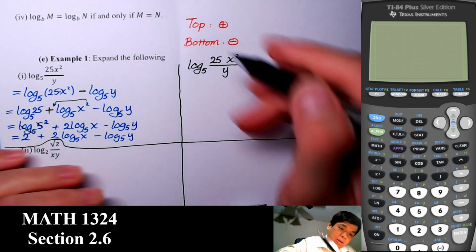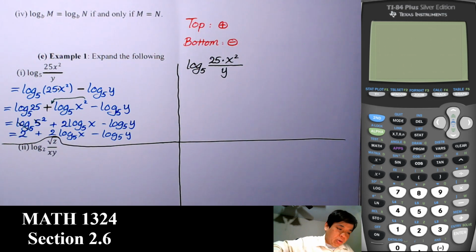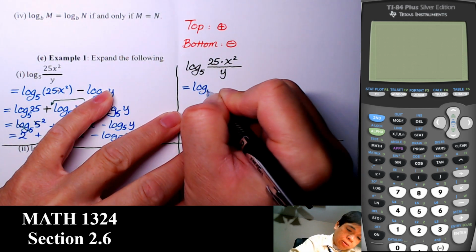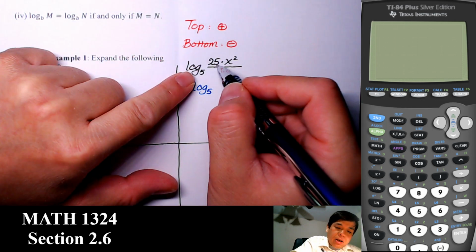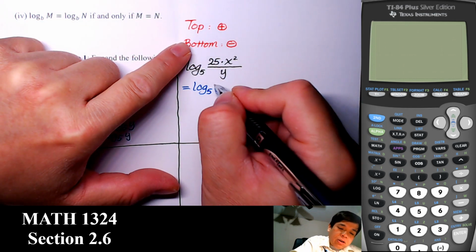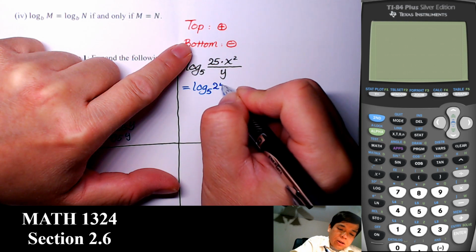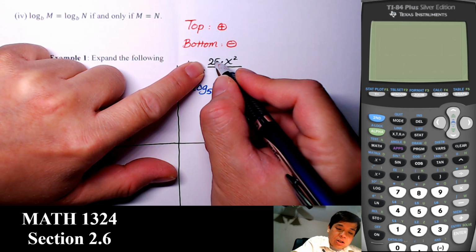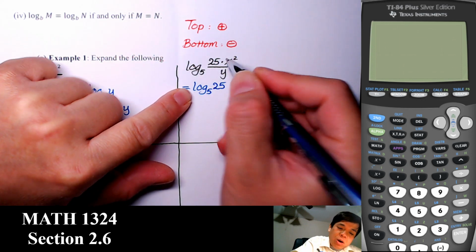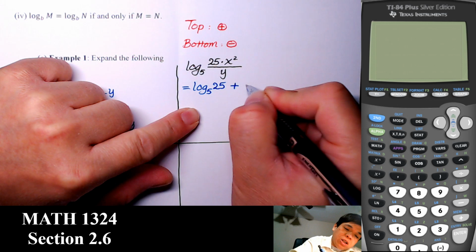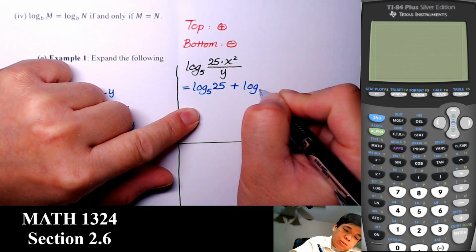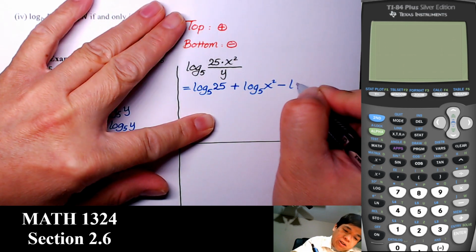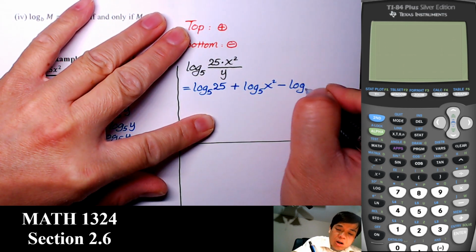We do have 25 times x squared. Now we will write as follows. The 25 on the top, because it's on the top, it will be positive. The x squared also on the top, it will have the positive. The y at the bottom will be negative. It will be faster if we write like that.